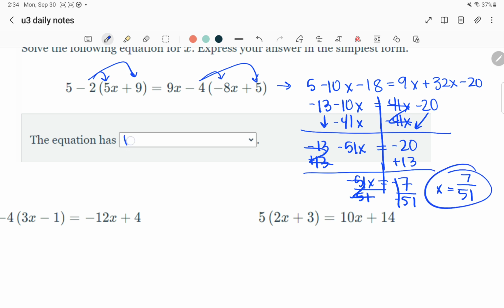So we're going to put in here, we're going to say this equation has one solution. It is one solution because I got x equals something. Okay, I didn't get an untrue statement like 0 equals 1. I didn't get the same thing on both sides of the equation. I got x equals an ugly something, right? Weird looking fraction, but nonetheless I got x equals something. So I'm going to say the equation has one solution, and then Delta Math is going to say, okay, what was that one solution? And you're going to put x equals 7 over 51.